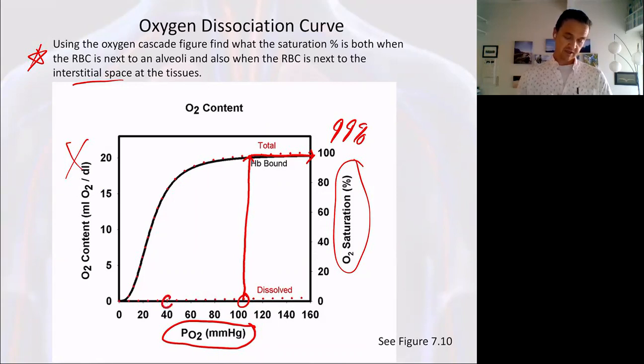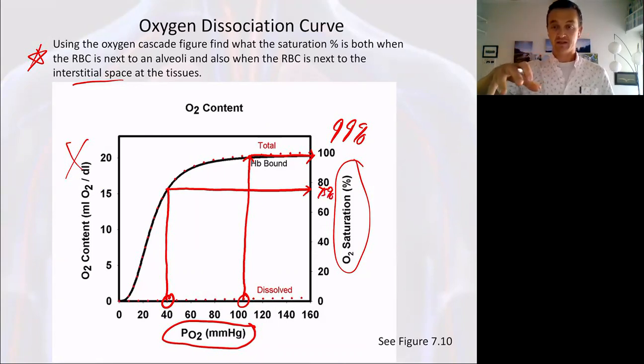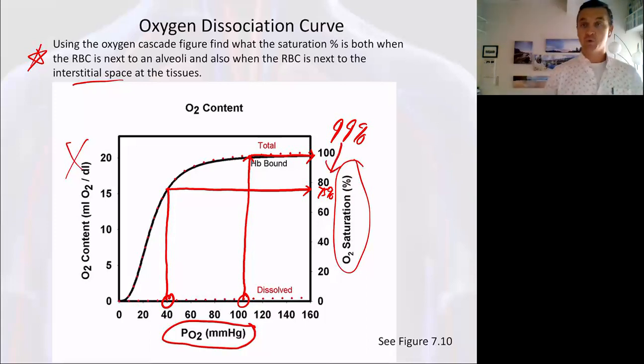But then here's the interstitial space one. It was 40, right? So if we take that 40, we go up, see where that intersects the line, about there. We're going to take that over. Obviously, my lines aren't perfectly straight, but we're probably looking at something like 75% saturated. So between filling up our red blood cells at the lungs and then by the time they get down to the capillaries, they're going to drop off about 25% of the oxygen. So going from 99 to 75, 24% of the oxygen gets dropped off under normal circumstances. And that's how we use this graph.